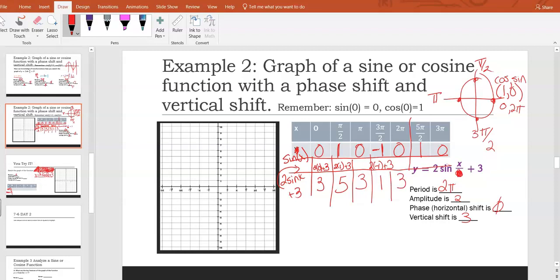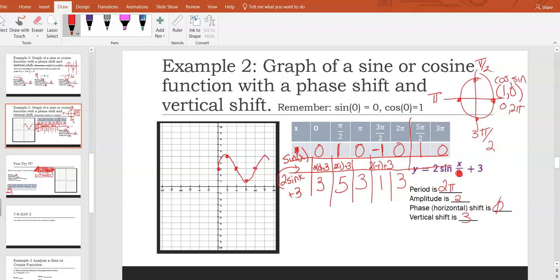So I'd go ahead and graph this. 0, 3. And then pi over 2, 5. And then I've got pi, 3. And then I've got 3 pi over 2, 1. And then I'm back to my 2 pi again, and I know I've done one period. So I've gone up, down, past the midline, and back up again.